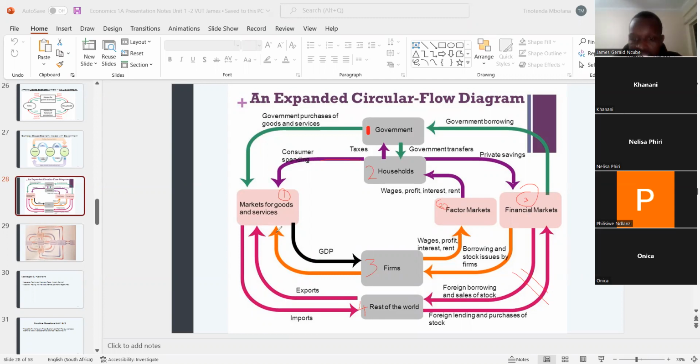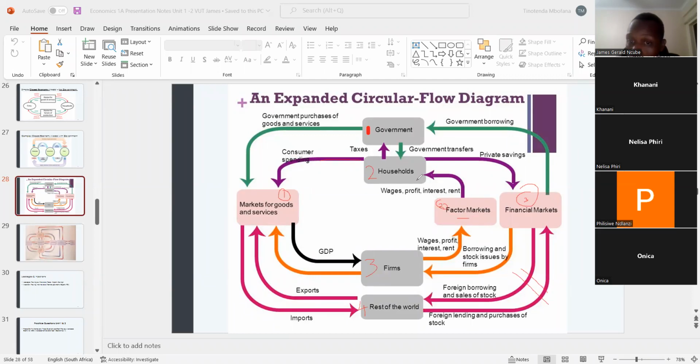What about the interaction with the factor market? The companies go to the factor market and consume the land, they consume the labor, they consume the entrepreneurial skills and whatnot.